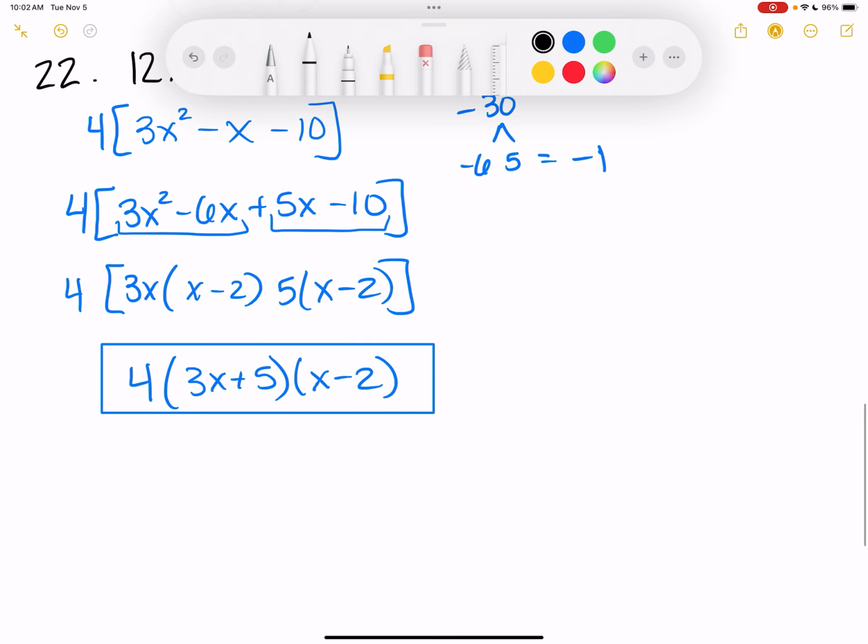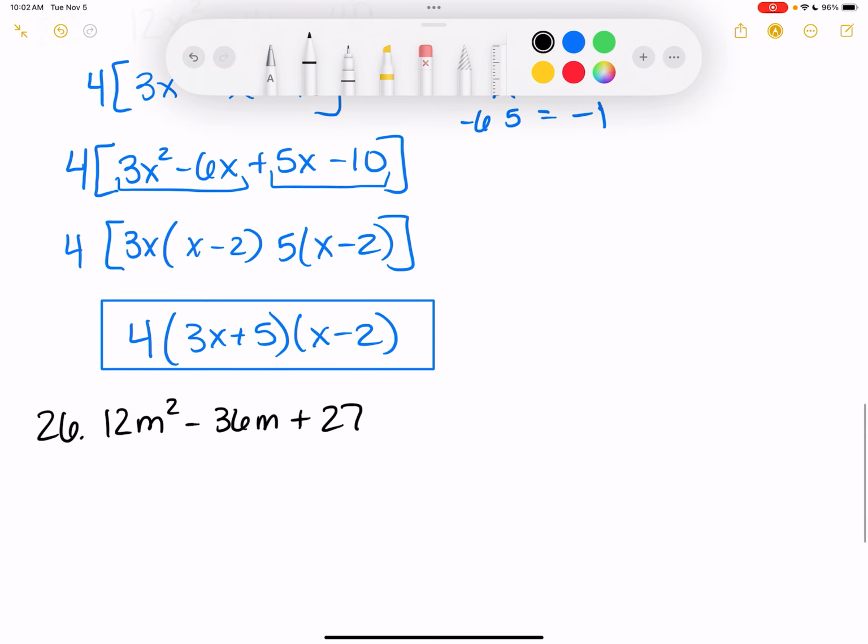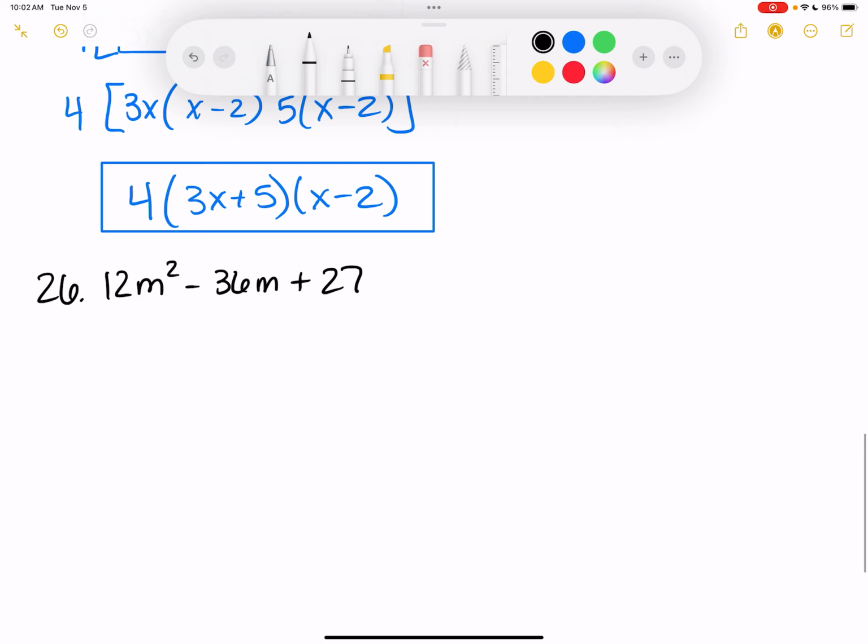26. 12m squared minus 36m plus 27. All right, do these have anything in common I can take out? Yes, a big 3. 6 doesn't go into that 27. So I can take out a 3. And I'm left with 4m squared minus 12m plus 9.